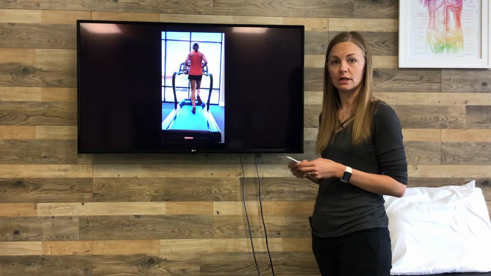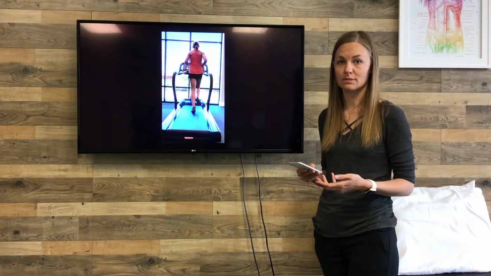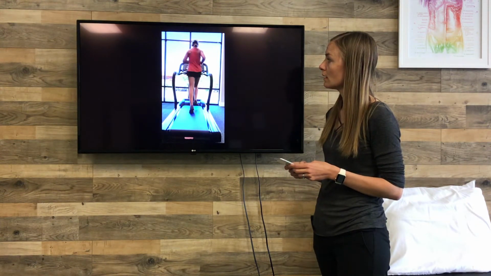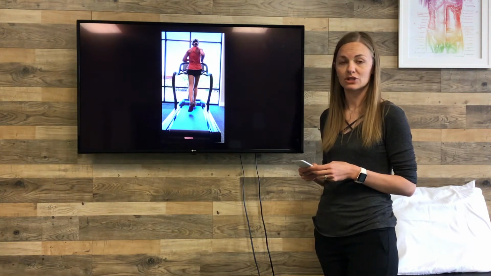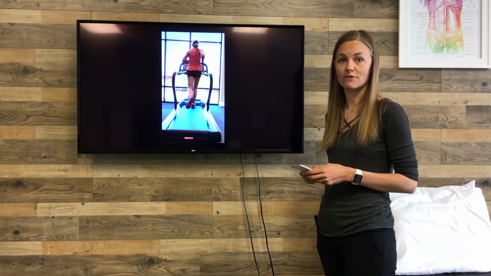Now, to me, this runner also holds her arms out a little bit too wide, showing that we could probably work on some core strength or core stability. Because of that arm displacement going too far forward or too far back, she also does have too much crossing of her arms in front of her. She needs to keep those arms going more straight forward and straight back.